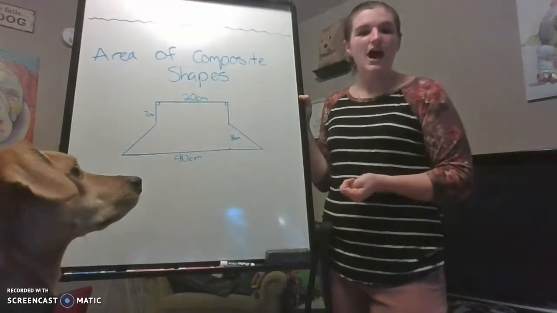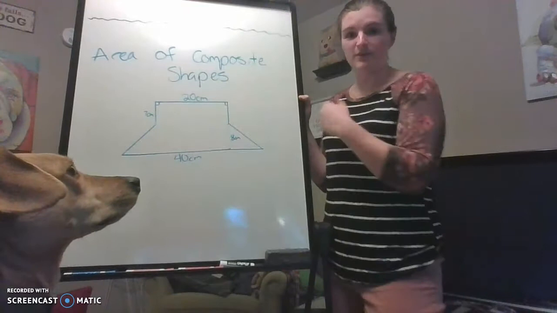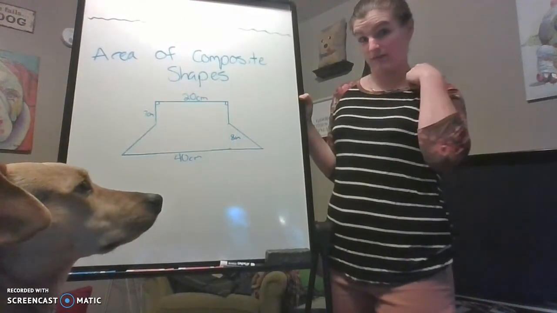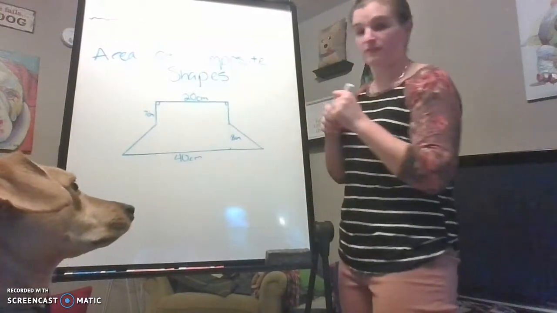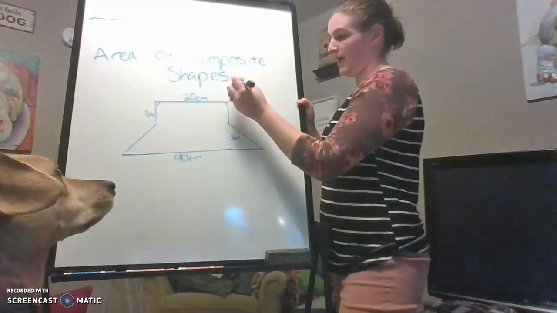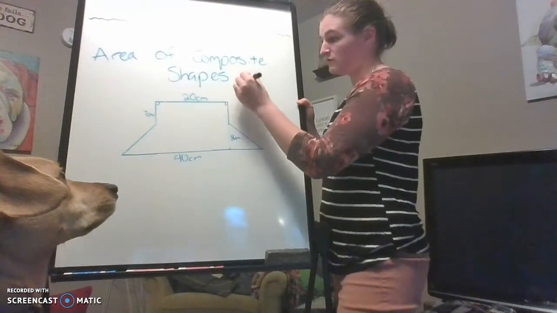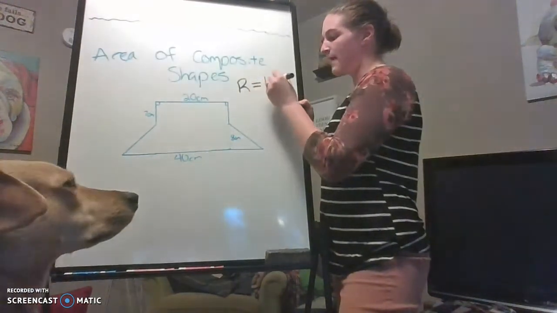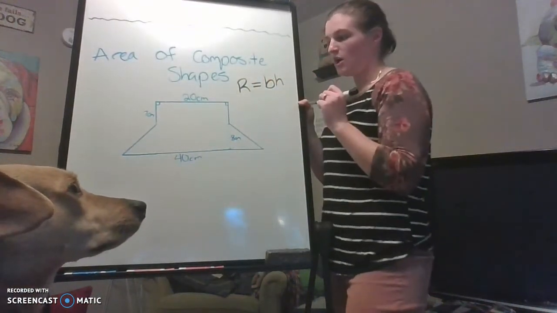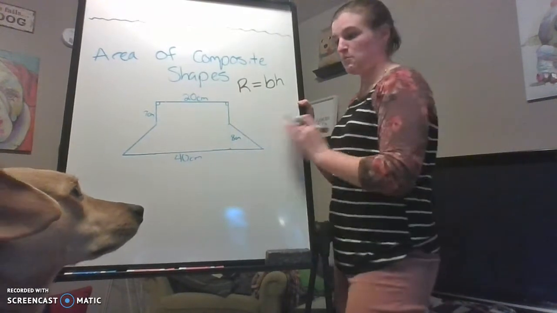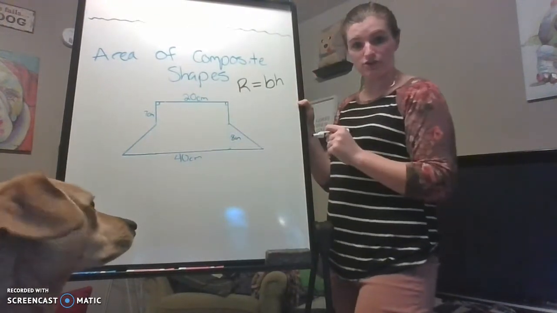And so this shape is going to be one that we're going to break down into smaller shapes so that we can find the area of it. Let's first remind ourselves of the areas that we do know. We do know the area of a rectangle, so I'm going to use R for rectangle, is equal to base times height. You've also seen it length times width. So it's going to be one dimension times the other dimension.